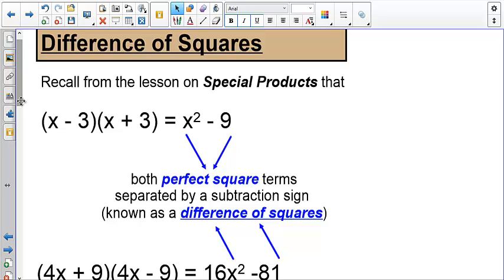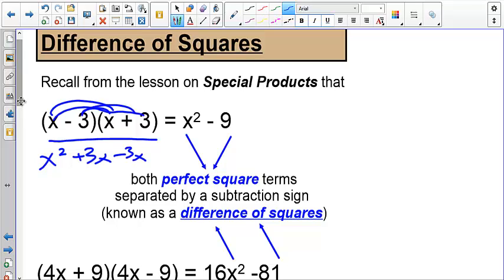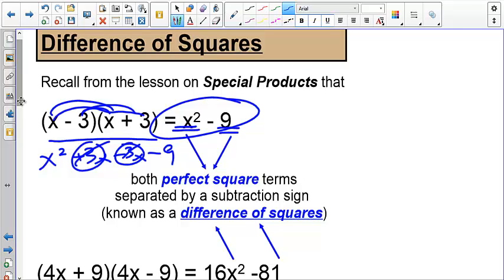You'll recall from our lesson on special products that when we're expanding an expression that looks like this, we would do FOIL, so we get x squared plus 3x minus 3x minus 9. What happens with those two terms in the middle, because one's a positive and one's a negative and they're exactly the same, is they cancel each other off, leaving us with this expression right here. We call that a difference of squares because the first term and the second term are perfect squares. They're square rootable, and they're a difference because we're subtracting them.